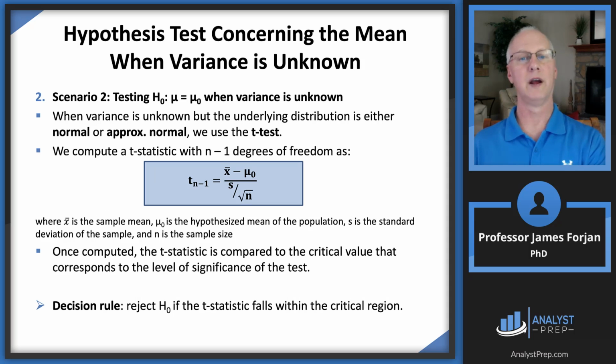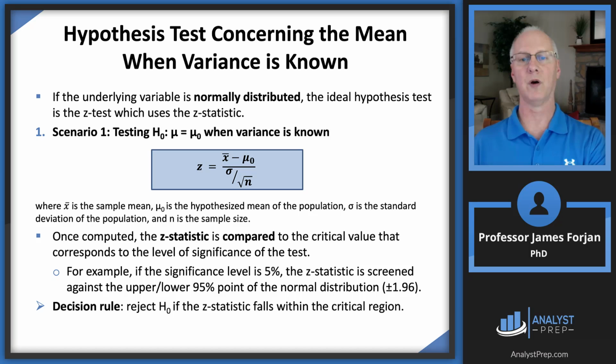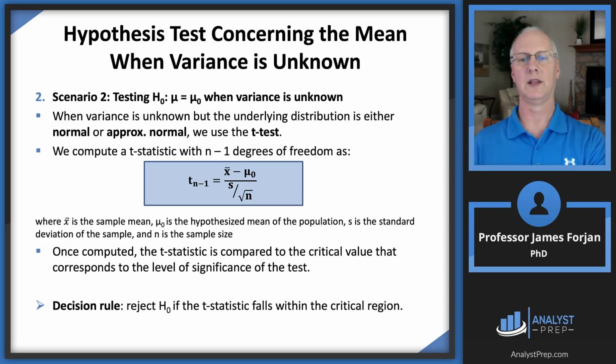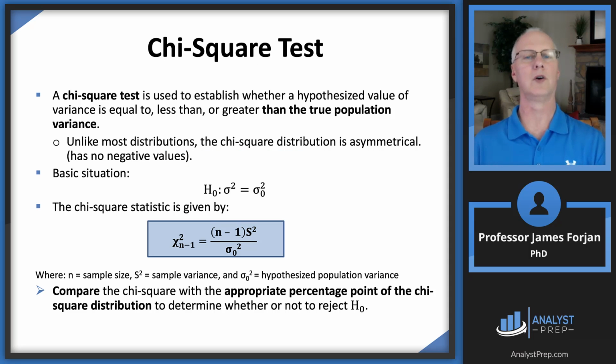Scenario 2, when the variance is unknown, we've got to use the T-test. So instead of, I mean, look at that formula there. Boy, don't they look pretty much the same? Except for, what are we doing? We're substituting the sample variance in there in the denominator. And we've got to worry about degrees of freedom here as well. So look at the decision rule at the bottom. Reject the null hypothesis if the test statistic falls within the critical region.